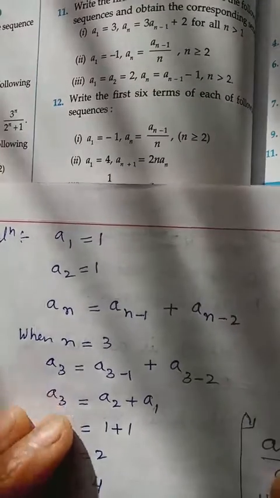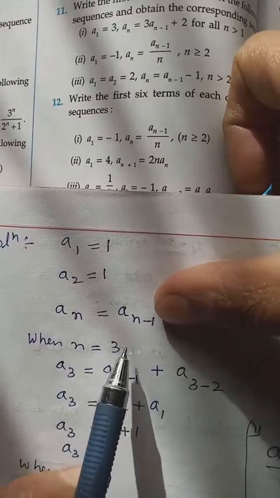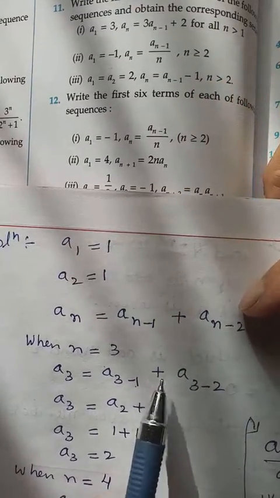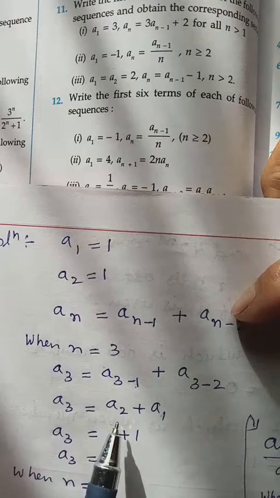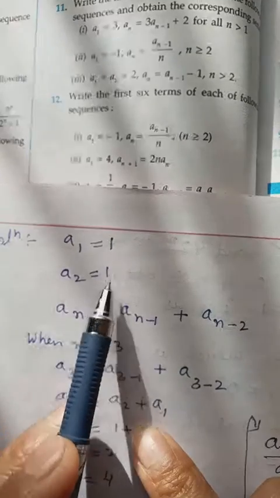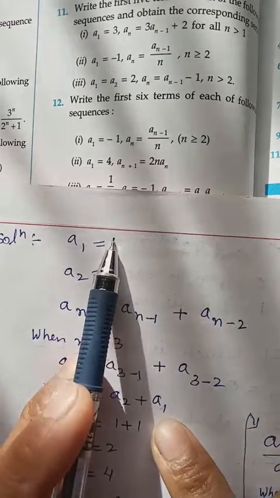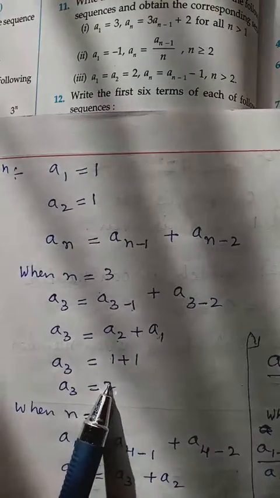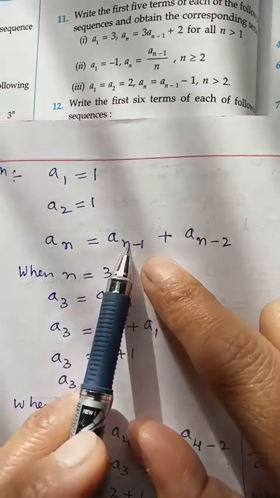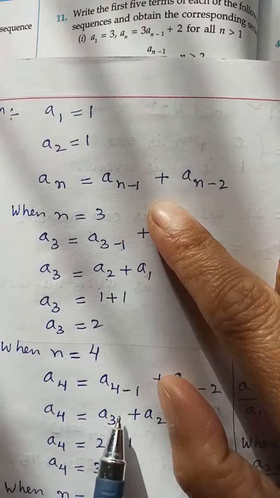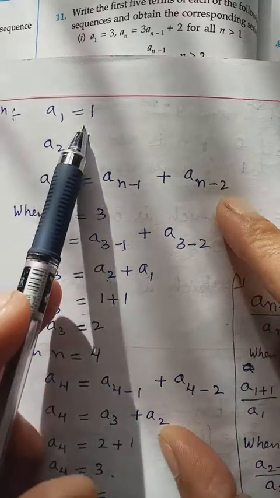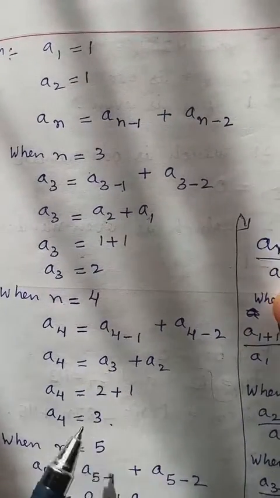If we put n equal 3, it becomes a_(3-1) plus a_(3-2). So 3 minus 1 we get 2, 3 minus 2 we get 1. That is a2, which is equal to 1, plus a1, which is equal to 1. So 1 plus 1 equals 2. Then in the general formula we put n equal 4. So 4 minus 1 will be a3, then 4 minus 2, a2. A3 we have from here, 2, and a2 is 1. So 2 plus 1 will be 3.